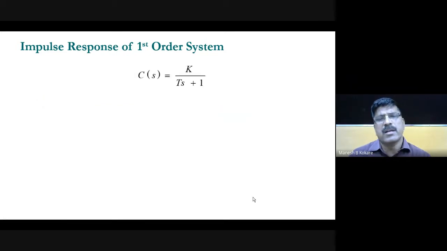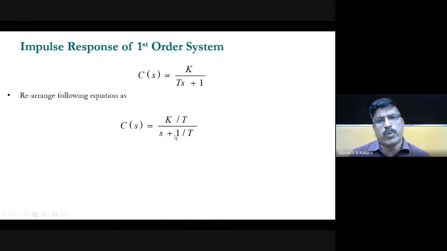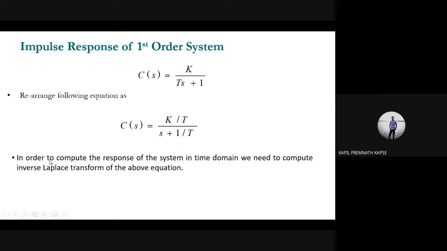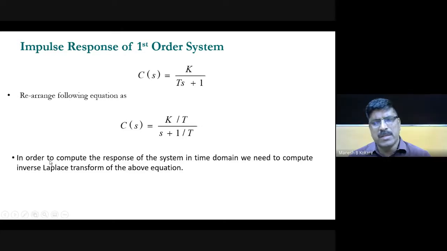So see that C of S is this one. What we have done here is again put it in S plus A form. So this A is nothing but 1 by T, and then there is the constant. If you take the inverse Laplace transform of this one, what will you get? The constant will be K by T, and this is 1 by S plus 1 by T. So what will that be? E raised to the power minus t by T. Right, minus t by T.